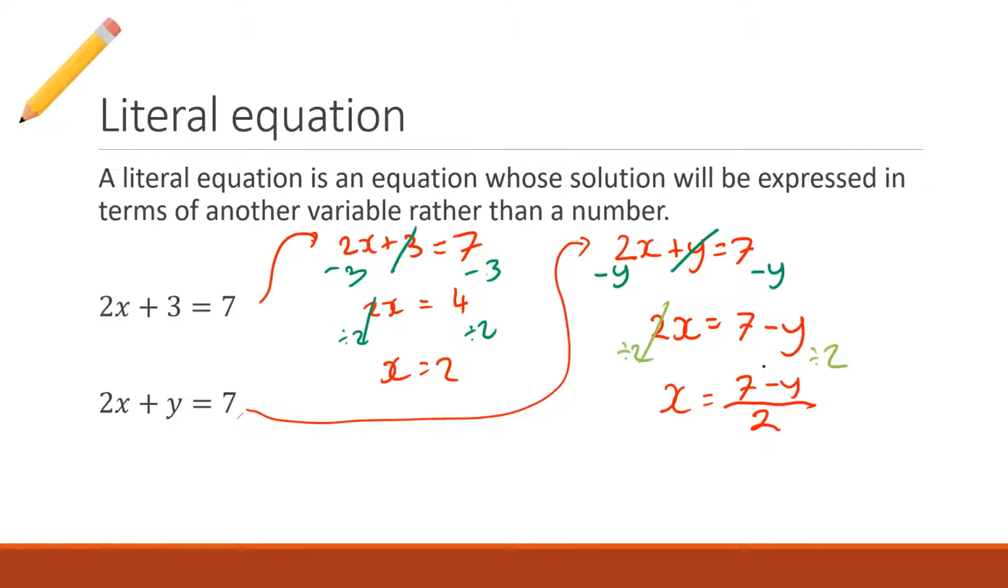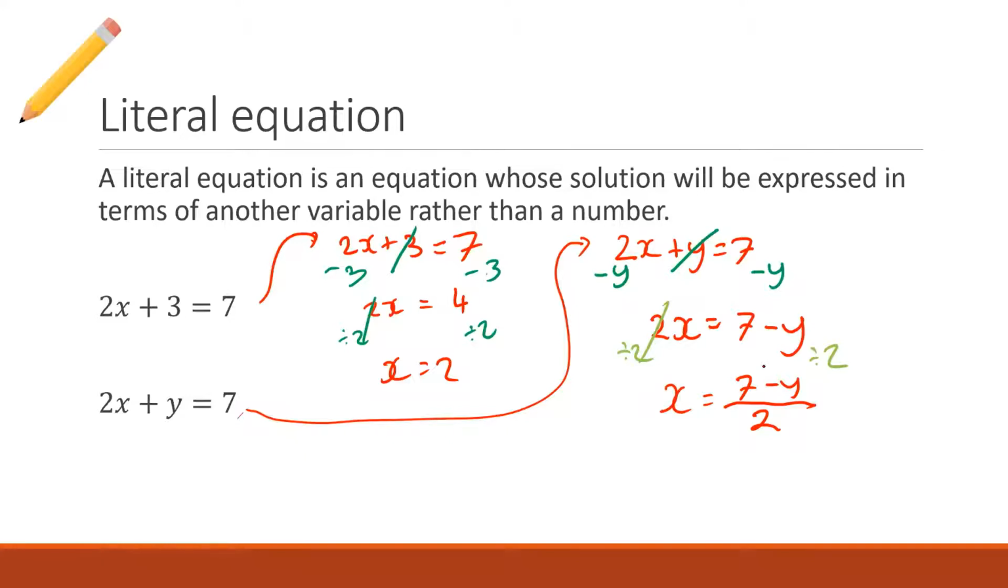Now I can't divide 2 into 7 minus y because I don't know what 7 minus y is. So I just write it down. Think about literal equations, and a lot of students disagree with me, but I actually think they're easier than non-literal equations. Because ultimately, I don't have to do any maths. I don't have to do 7 take away y. I don't have to do any arithmetic, I should say.